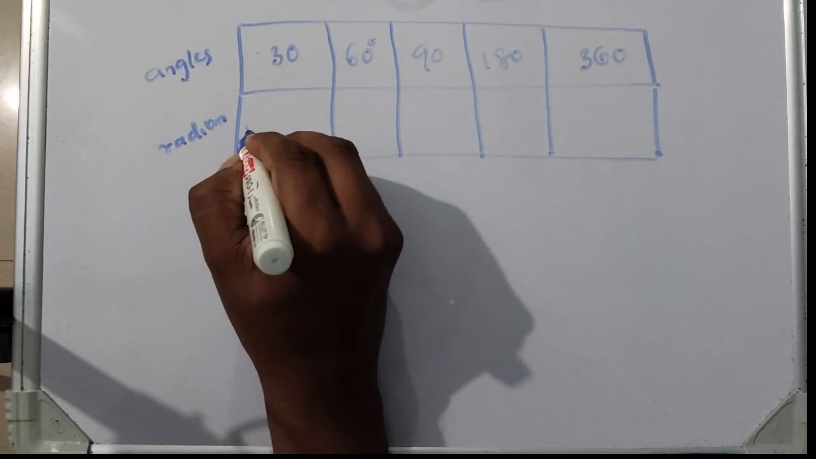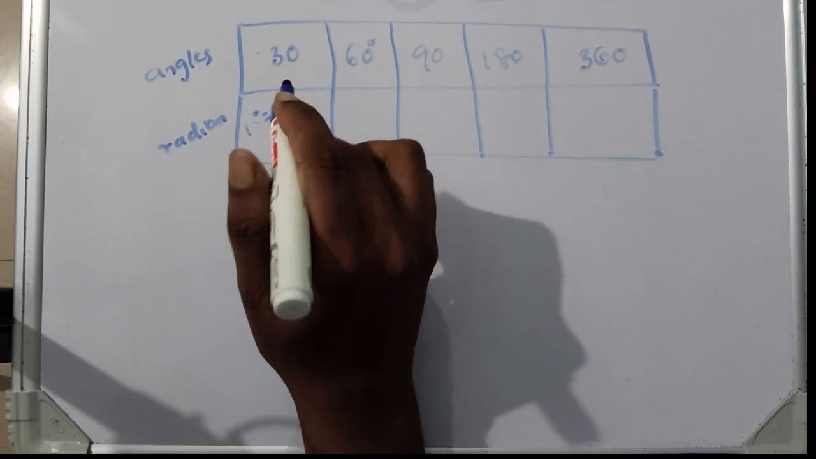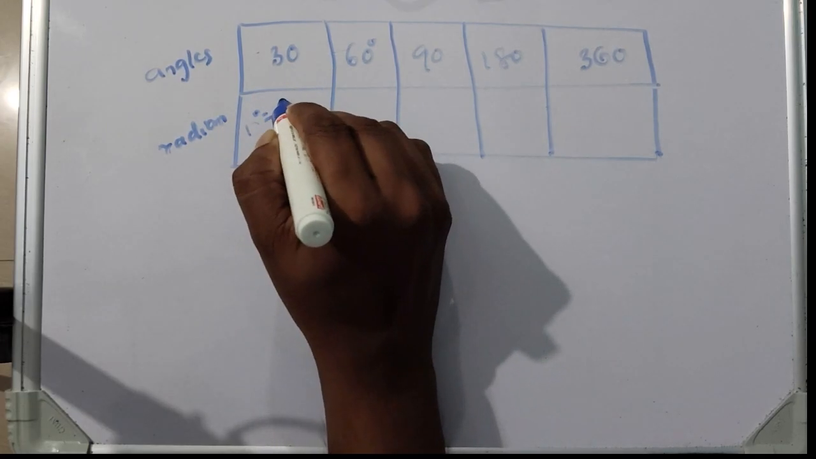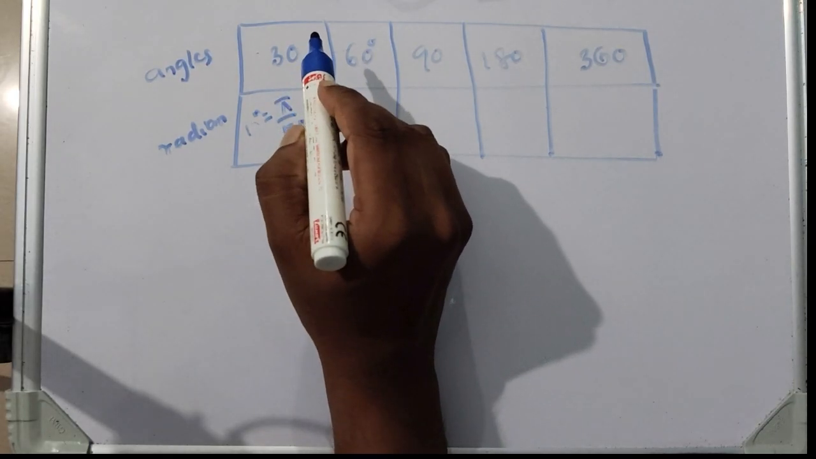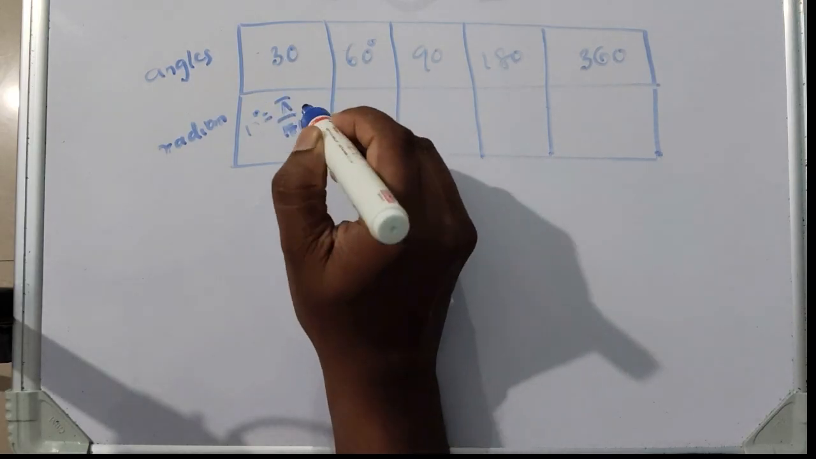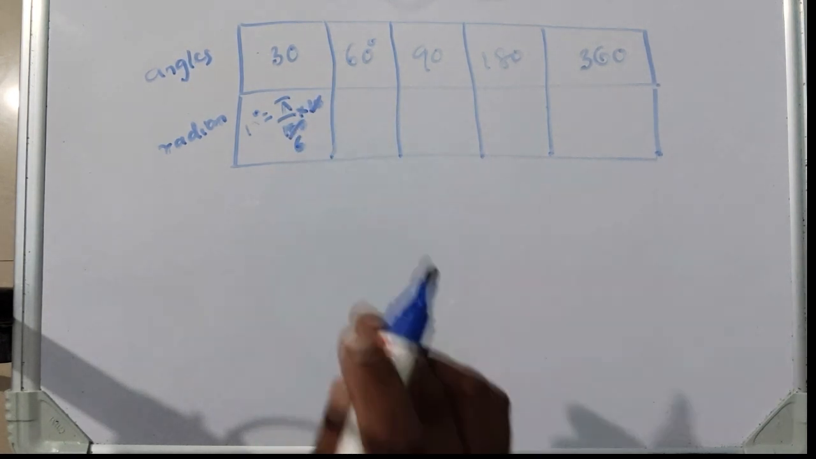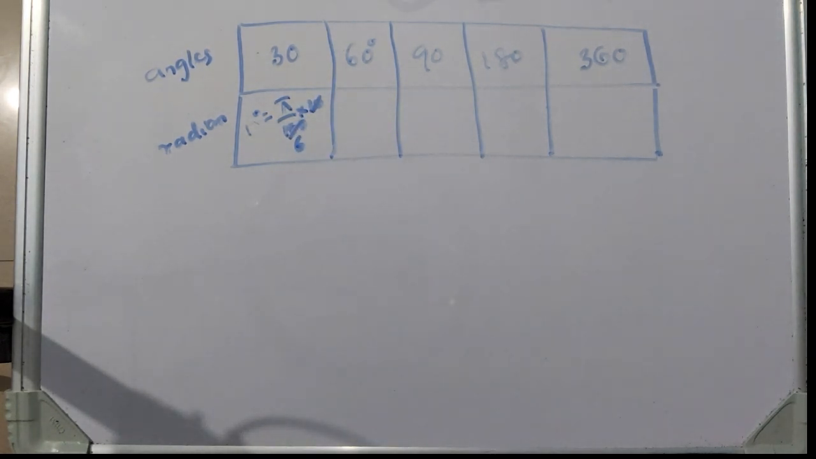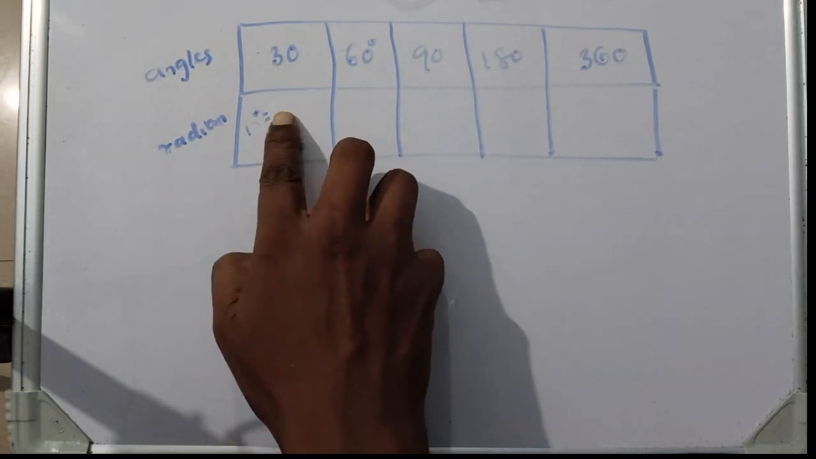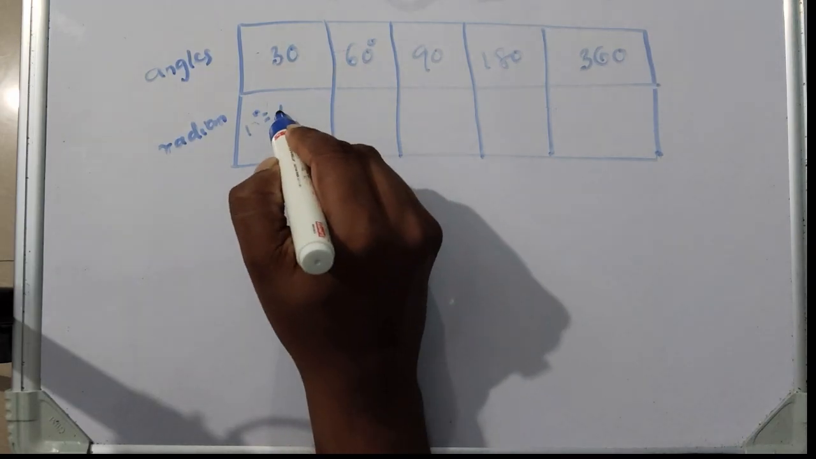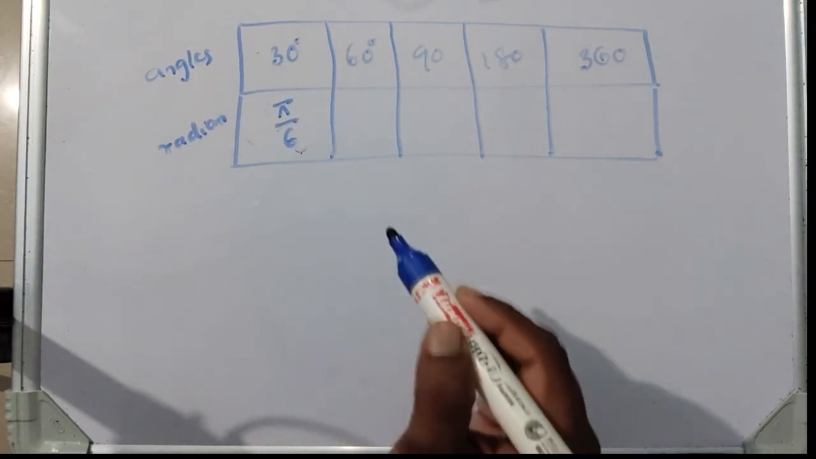We know 1 degree is equal to pi by 180 radian. So 30 degree is equal to pi by 180 into 30 degree. So what will be 6. So 1 degree is equal to pi by 6, 30 degree is equal to pi by 6.